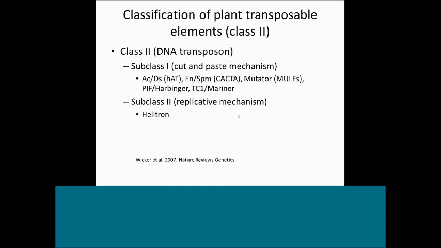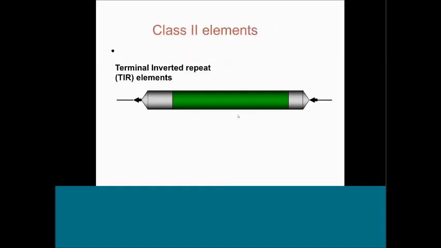I'm not going through the details. A typical class 2 element has terminal inverted repeats, and it encodes a transposase. The transposase binds to the terminal inverted repeats to cut the element out. And also, like the LTR retrotransposons, they create a target site duplication upon insertion of the element. Of course, there are some exceptions. For example, the Helitron I mentioned previously doesn't create a target site duplication.